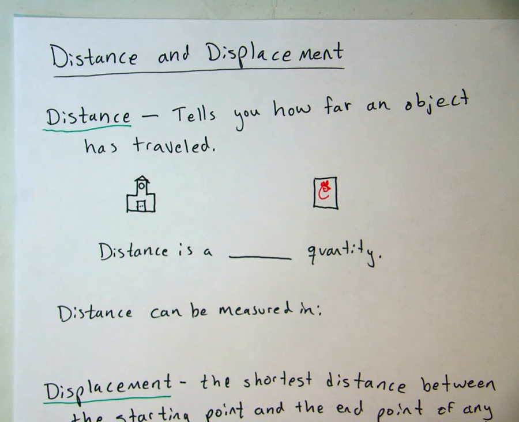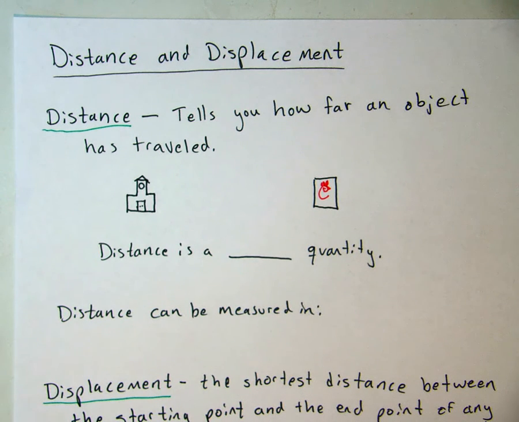In this video, we will be talking about distance and displacement, two quantities in physics that help us track the motion of a moving object. The first is distance, and this is the one that you're going to be more familiar with. It just simply tells you how far an object has traveled.